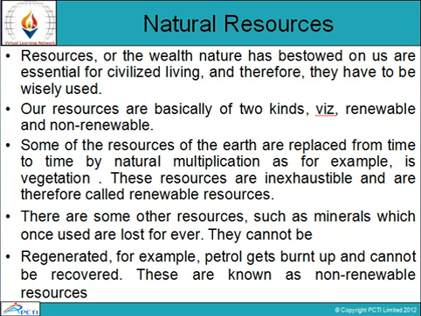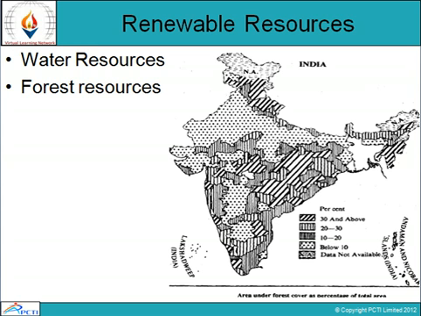Some of the resources of the earth are replaced from time to time by natural multiplication, as for example is vegetation. These resources are inexhaustible and are therefore called renewable resources. There are some other resources such as minerals, which once used are lost forever. They cannot be regenerated. For example, petrol gets burnt up and cannot be recovered, and these are known as non-renewable resources.